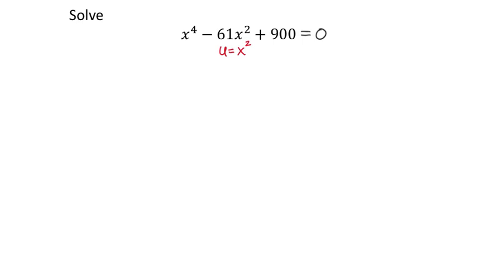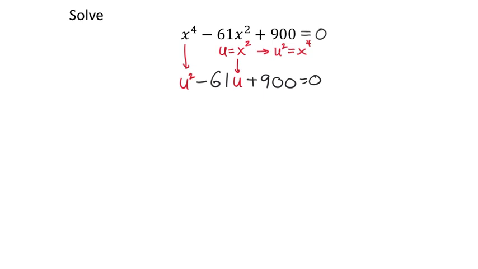Now, if you were to square both sides of the equation u equals x squared, you would get u squared equals x squared squared, which is x to the power 4. So my x to the power 4 I can replace with just u squared, and my x squared is just u. So now I've got u squared minus 61u plus 900 equals 0.